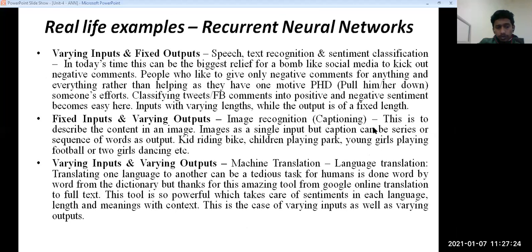Talking about some real world examples of how an RNN can be applied, there are three scenarios in real life. The first is varying inputs and fixed outputs. This is one important scenario which relates to social media mining, that is, online data analysis. You have social media like Facebook, Twitter, and Instagram, where a lot of reviews and comments are happening every now and then. The main thing here is classifying these comments and segregating them into positive and negative comments.